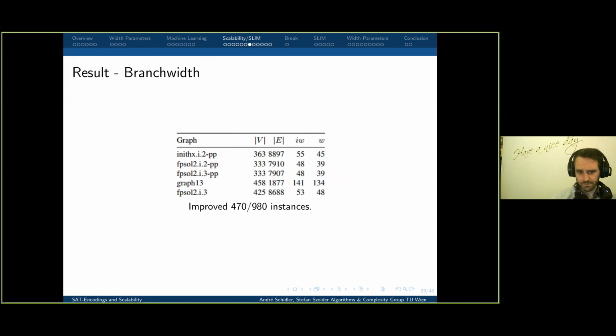For branch width, again, they were able to improve about half the instances. This table shows you some improvements from the best instances. So you can see the graphs are decently large for this kind of problem. And you can get improvements of up to 10 in the width. And given that the runtime is usually exponential in the width, decreasing it by 10 gives you quite better performance.